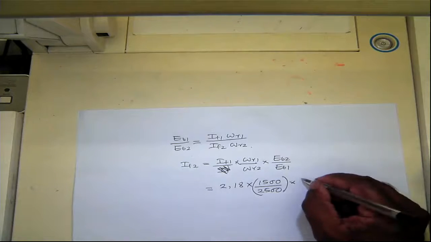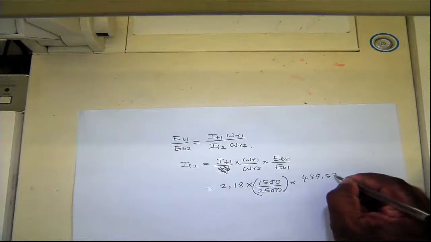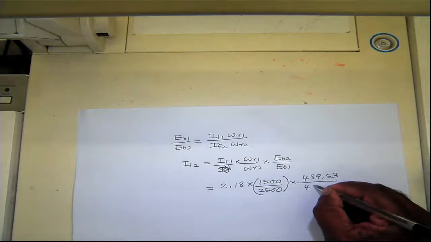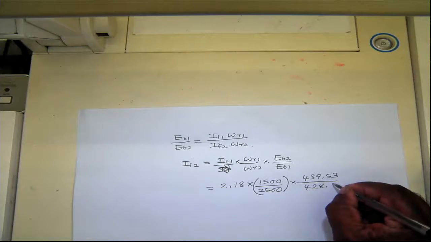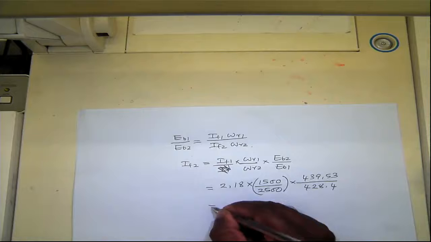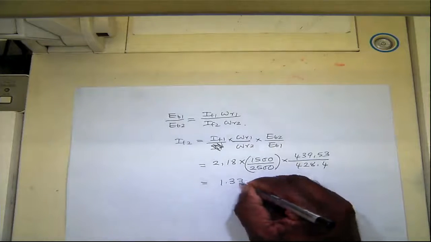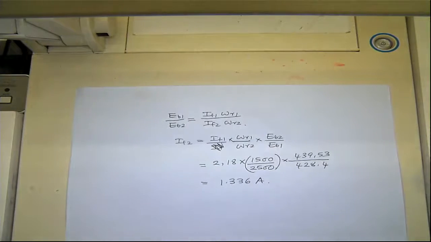times the back EMF we want, which is 439.53, and the rated back EMF is 428.4. So this will be the new field current. So that will be 1.336 amperes field current.